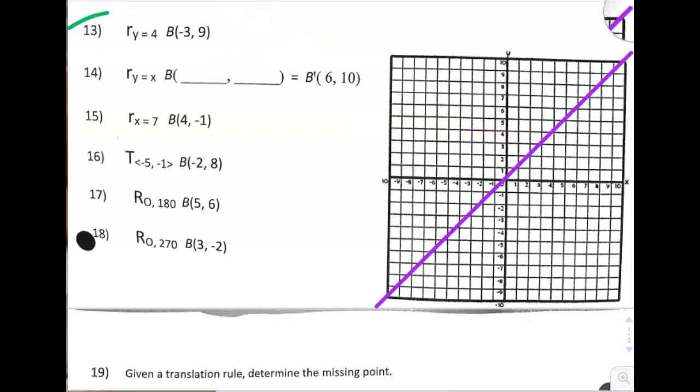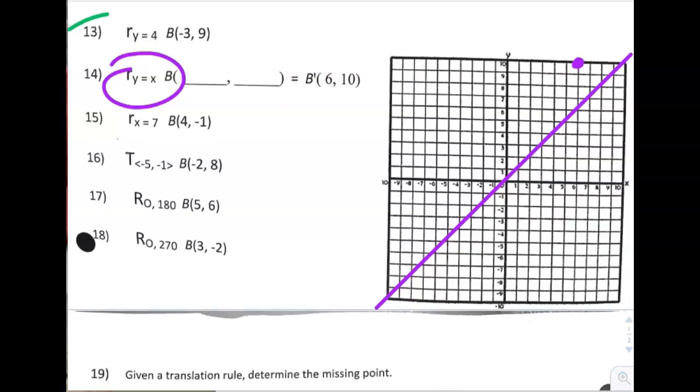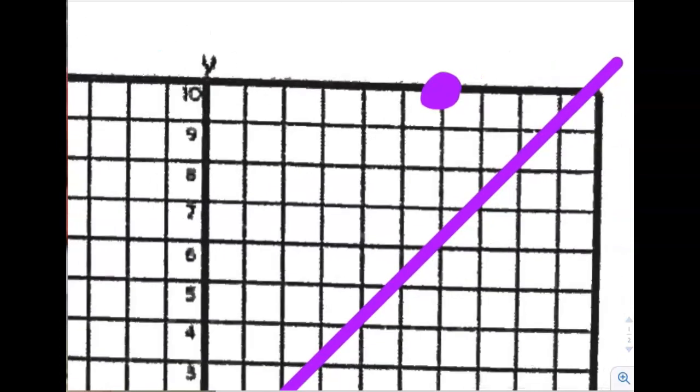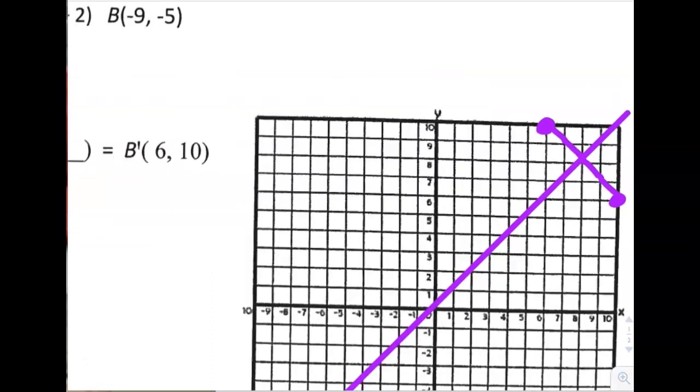Remember that y equals x is a diagonal line, number 14. And if the point ended up at 6, 10, and you reflect that over that line, where did it come from? 1, 2, 1, 2, 10, 6.